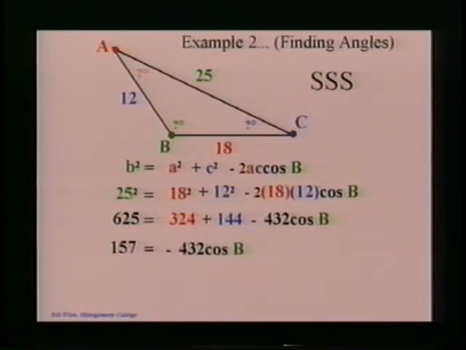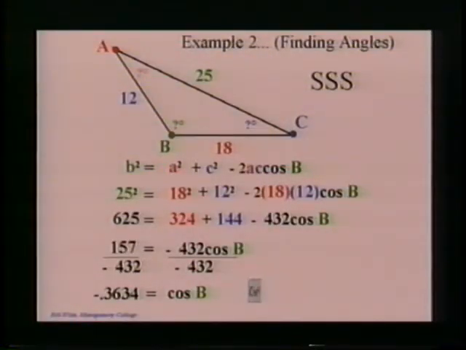Now, I got to get cosine b by itself, because I'm trying to find b. Okay, so let's, who's the troublemaker? Negative 432. Let's divide by negative 432. Okay, and dividing both sides by negative 432, this side I get this figure, and the other side I get cosine of b. Now, I don't want to know cosine of b. I don't want to know b. Okay? Remember your old buddy, the inverse cosine button. If you know the cosine of an angle, you can find the angle. Okay? So we'll uncos that boy.